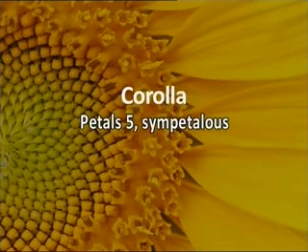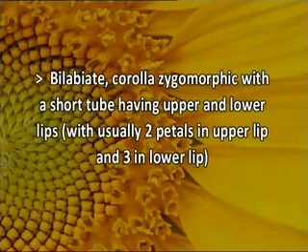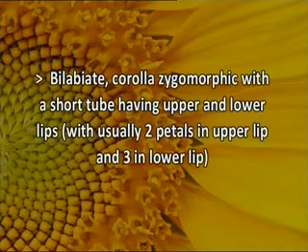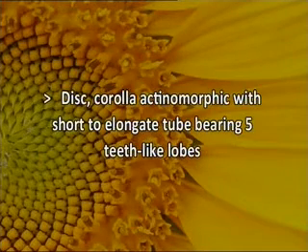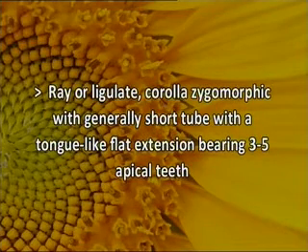Now the second whorl, what we call corolla. Corolla here is comprised of 5 petals and its condition is sympetalous. It is usually modified into three structural types within the family Asteraceae. Number one, we call it bilabiate. Here, the corolla is zygomorphic with a short tube having upper and lower lips, with usually 2 petals in the upper lip and 3 petals in the lower lip. The second type of corolla that we see in Asteraceae is a disc, where the corolla is actinomorphic with short to elongate tube bearing 5 teeth-like lobes. The third type of corolla is called ray or ligulate. Here, the corolla is zygomorphic with generally short tube with a tongue-like flat extension bearing 3 to 5 apical teeth.